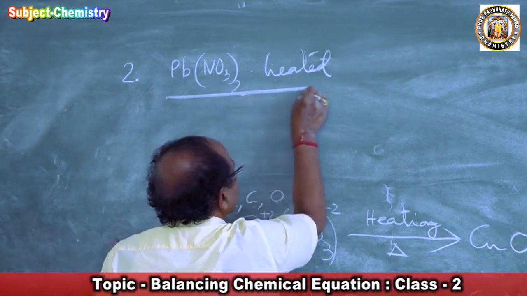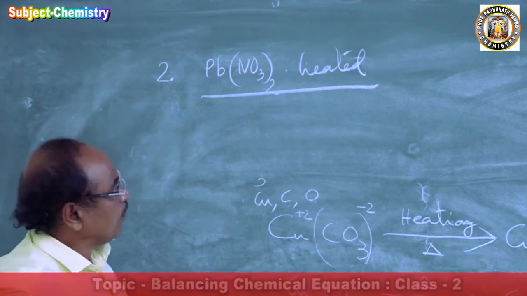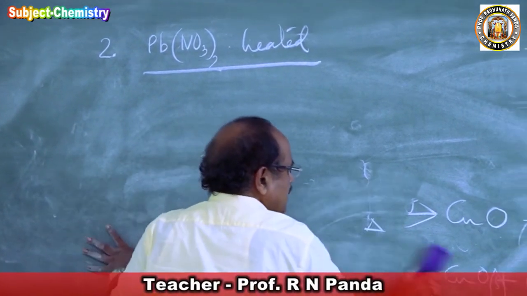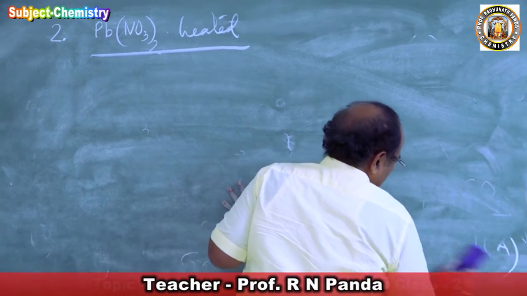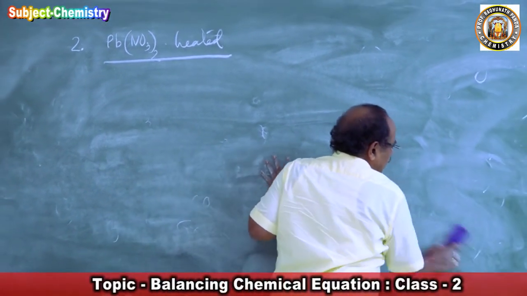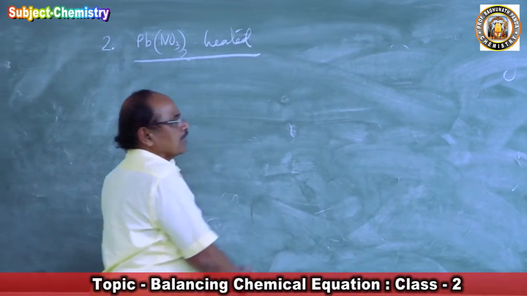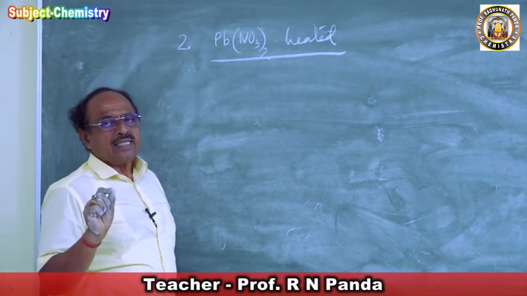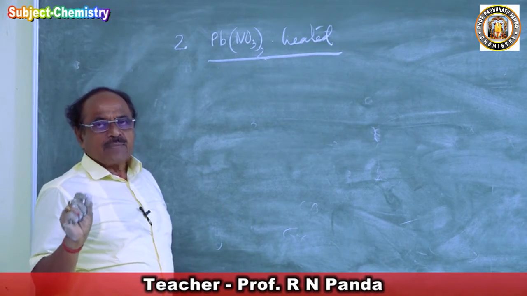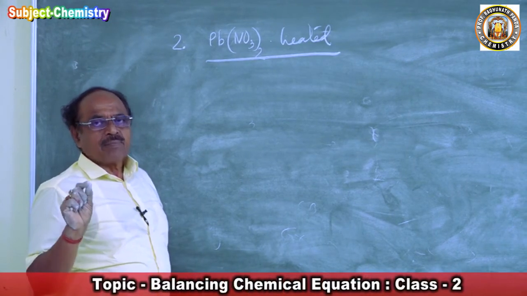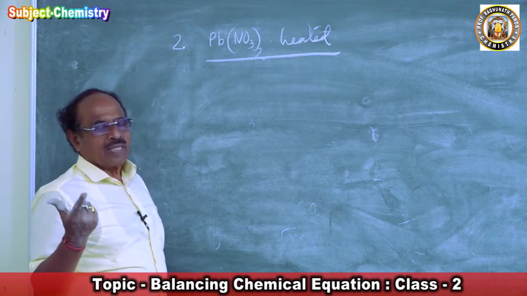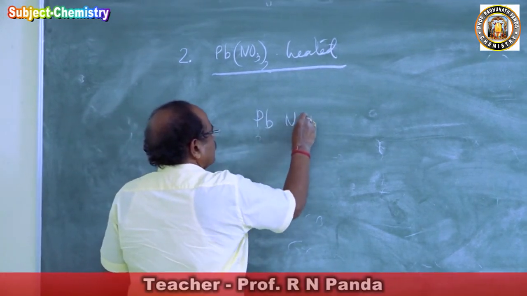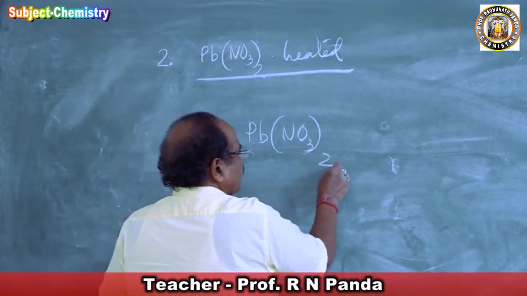So write the balanced chemical equation for lead nitrate heated. What the rule says: first we will write the skeleton equation, then the atomic equation, then the molecular equation. Write the reactants and products by their chemical symbols and formulae. So what is this? Lead nitrate.